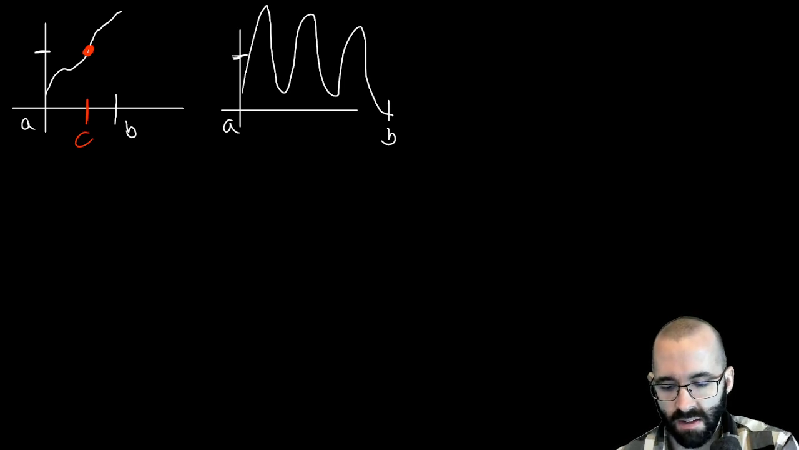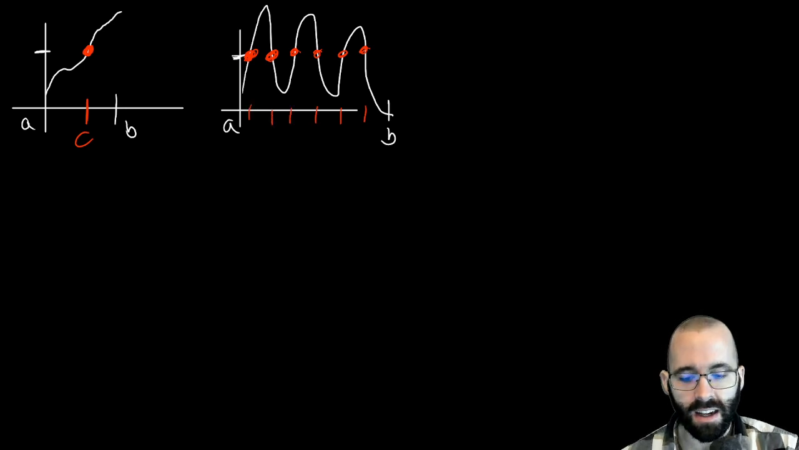Well, this guarantees that this average value is attained. And in fact, in this case, it's a hit here, here, here, here, here, and here. So there's a lot of c's in this second case.